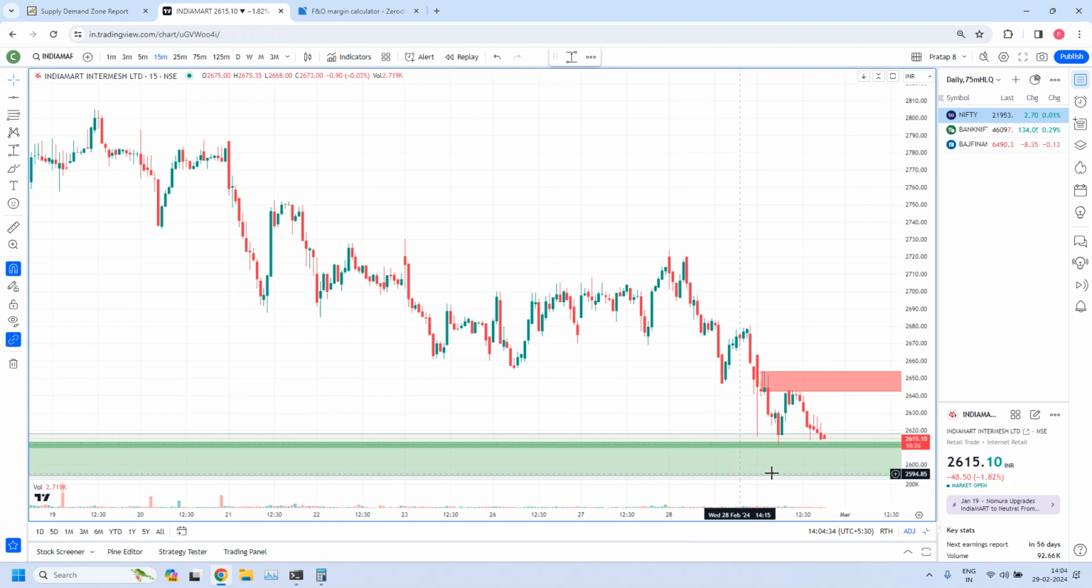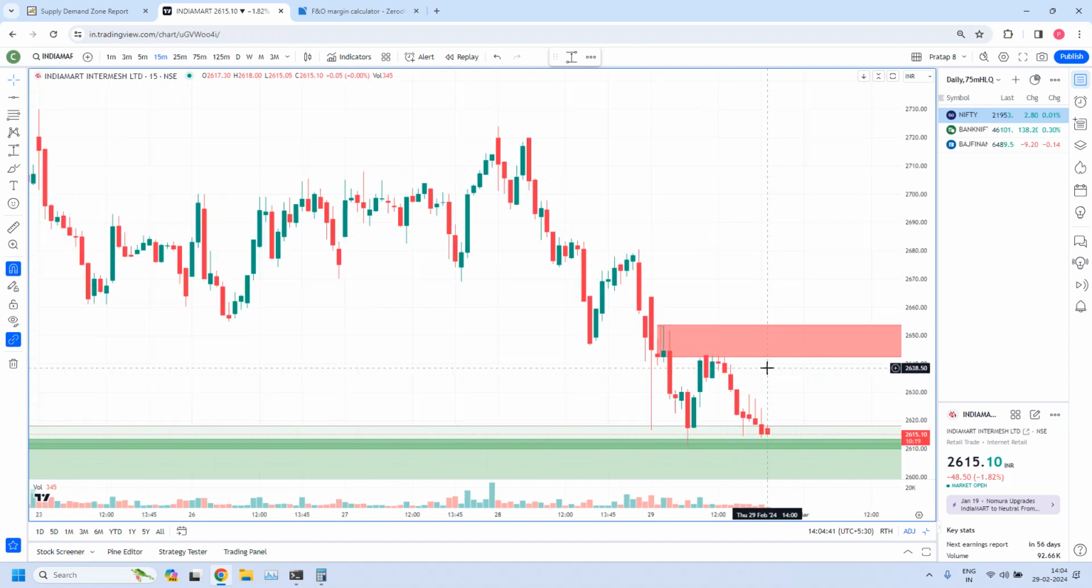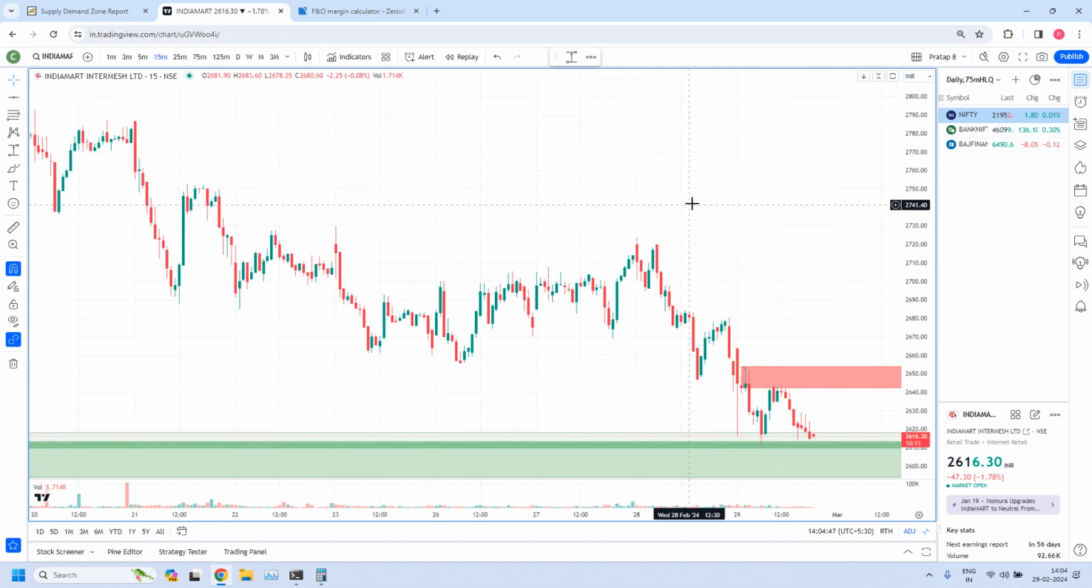But everything we are looking for is inside the high liquidity area. We don't go for such kind of trades outside the high liquidity area. Inside the high liquidity area only you have to plan the trades. Outside the high liquidity area, it is quite dangerous.